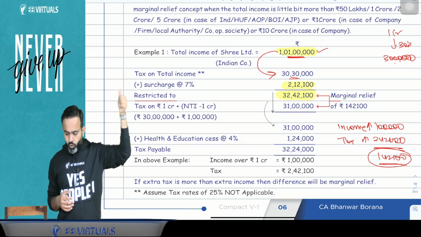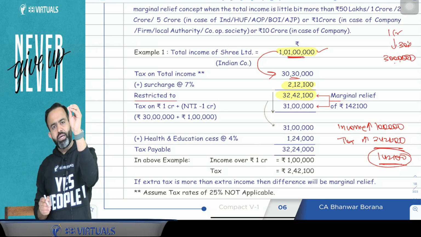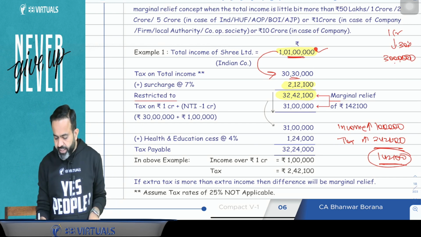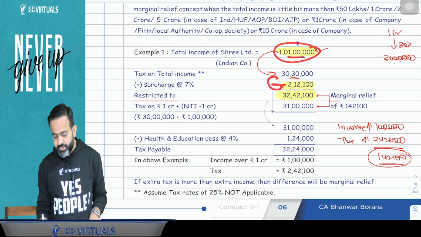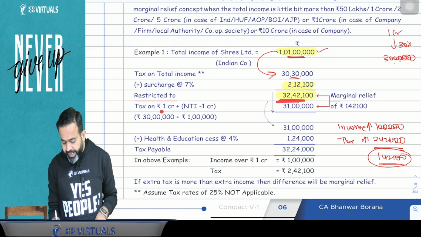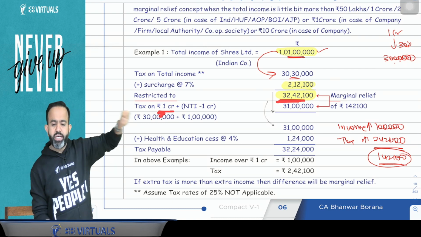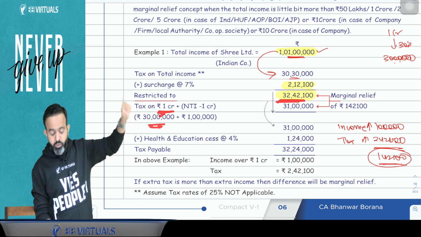What you have to follow, all people pay attention, you have to follow this particular procedure. First, whatever your level of income, just calculate the tax on that income. After that, just add the surcharge. And after adding the surcharge, you have to write the tax on 1 crore rupees. Means suppose that company's income was only 1 crore, then can I say that tax on 1 crore was 30 lakh rupees?